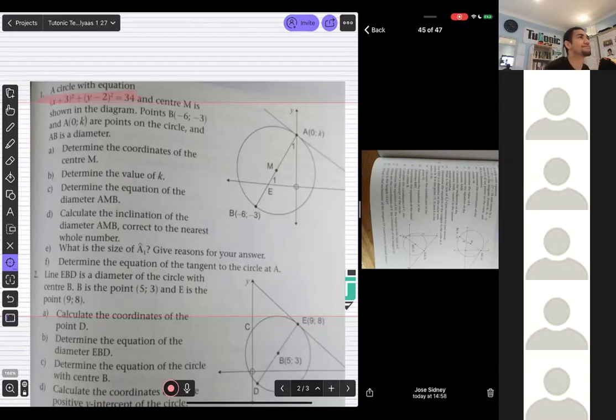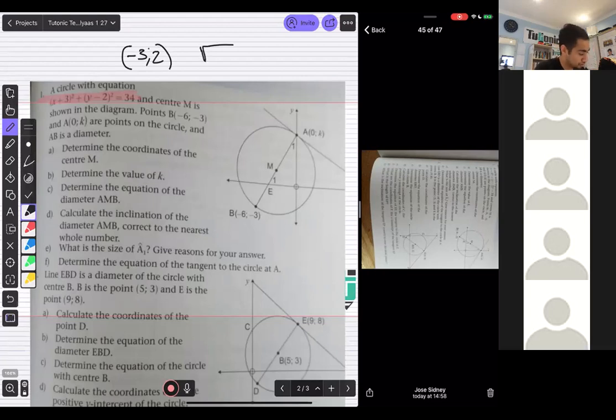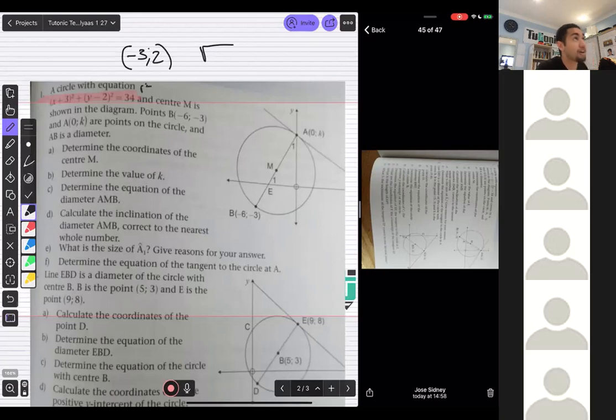The center of the circle is -3 and 2. Exactly, right? And what else? There's a second thing that the equation tells you. The radius. What's the radius? Root 34? We didn't do analytical circles yet, so I don't know. Oh, not yet. Okay. But basically this is radius squared.